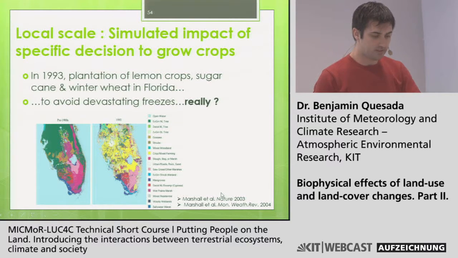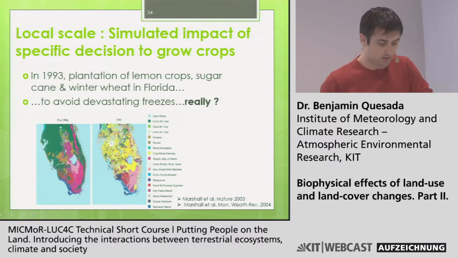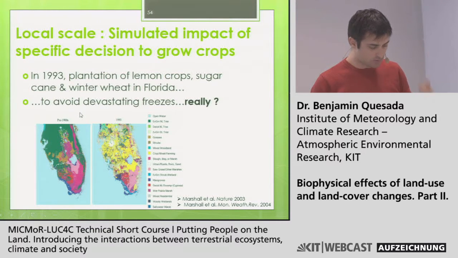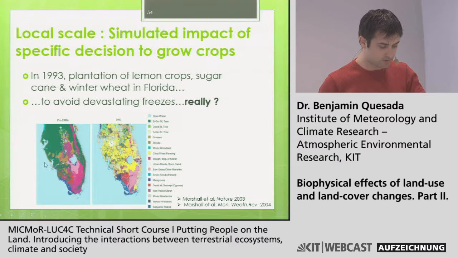Another specific decision took place in Florida in 1993, where they decided to plant lemon crops, sugarcane and winter wheat because they were thinking that it's warmer, so it will be good for the crops. But of course you modify the land use and the land cover. So what happens locally? They wanted to avoid devastating freezes. Here is the vegetation predominating at the beginning of the century, with a lot of forests, with swamps also. And after the decision in 1993, in yellow, all the crops, and they drained the swamps also.